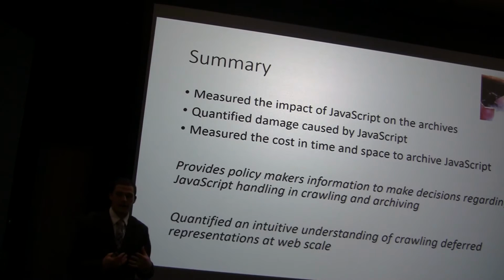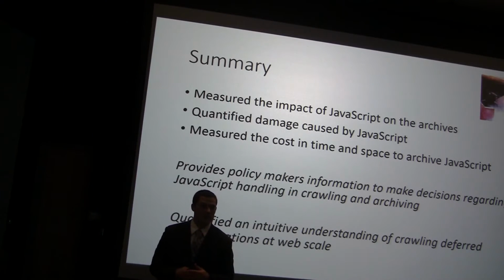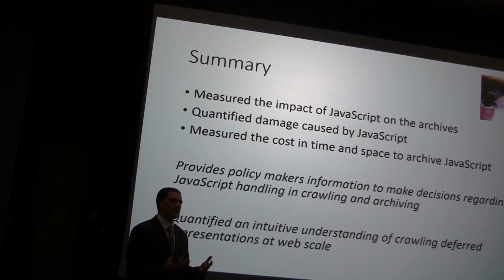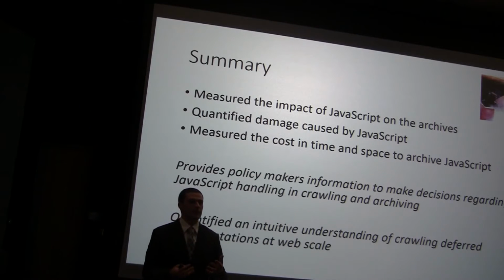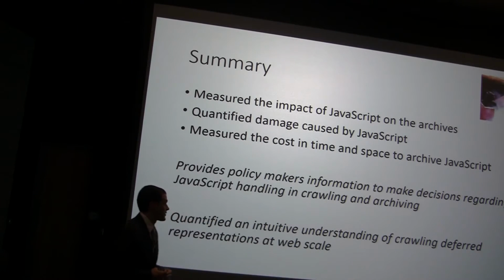We've quantified the impact on quality of mementos that JavaScript is having, and we've also measured the cost in time and in space for archiving these deferred representations. And what this does is it allows the archivists, the historians, and the decision makers to make some better decisions about how they're archiving the web. They're making better decisions about and understanding the impact that JavaScript has on their archives.